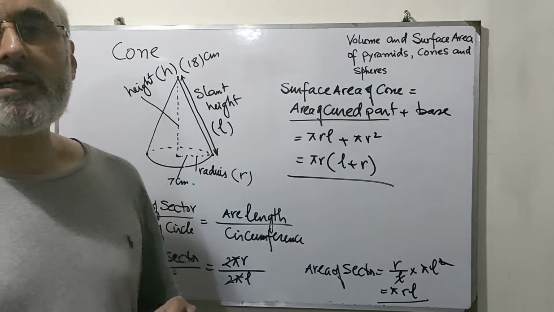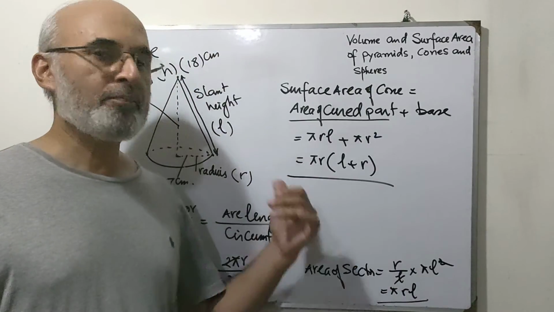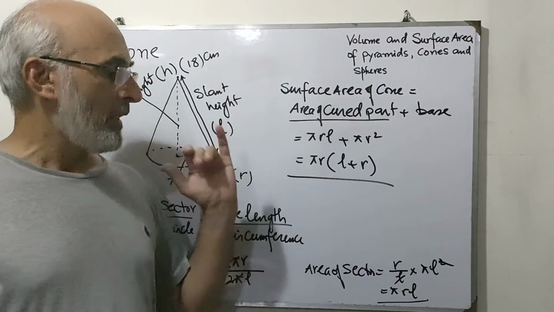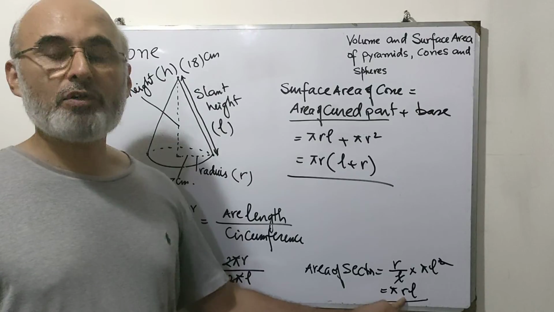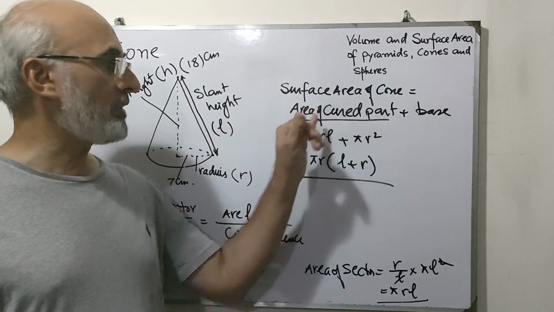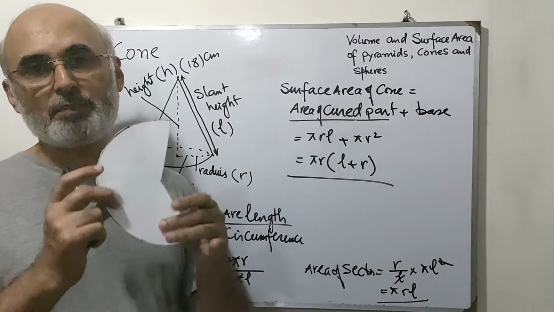I tried to explain how we have arrived at the formula and how we can apply it. This part is only for the curved part. This is the total surface area of the cone, which is the curved part plus the base.